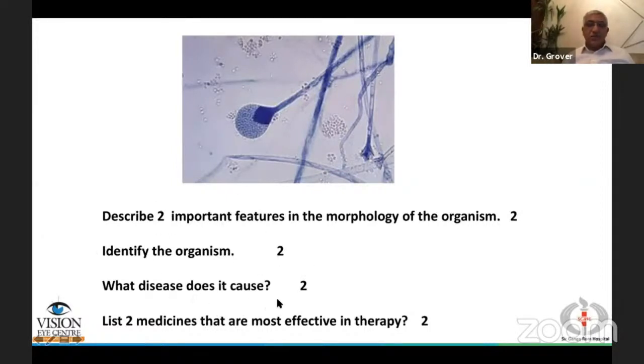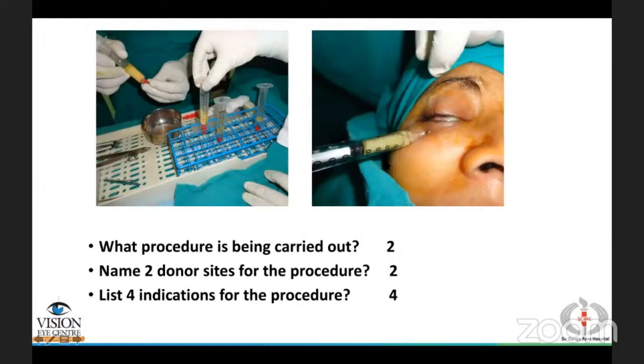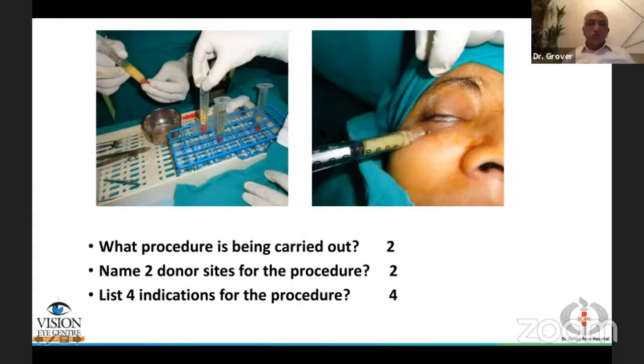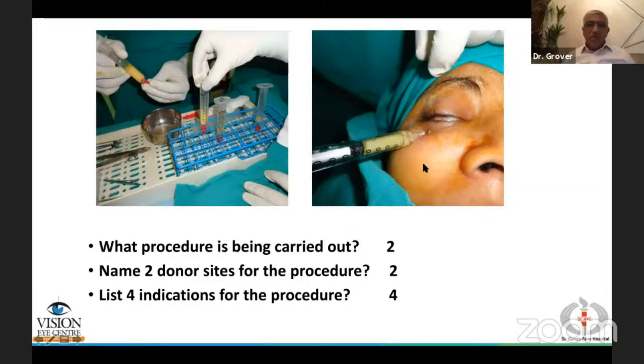And then you talk about what is the disease, what happens in the eye, and what are the medicines most effective for therapy. Then you may have a surgical procedure either as a picture. Look at these two closely. Tell me, Subhadra, can you tell me what is being done? This is fat. So we're injecting the fat just in the subcutaneous plane for wrinkles. Okay, maybe for correction. So we would like to know the indications. Where do you pick it up from, and identify the procedure?